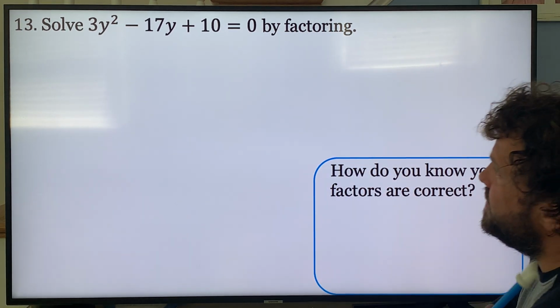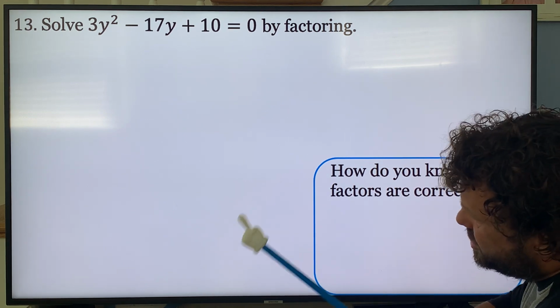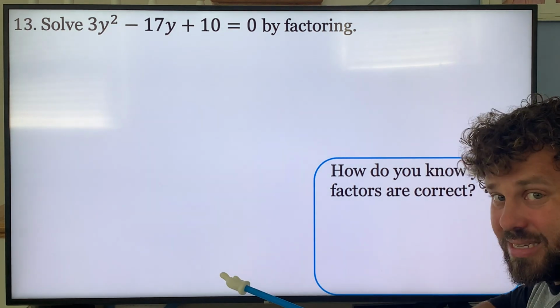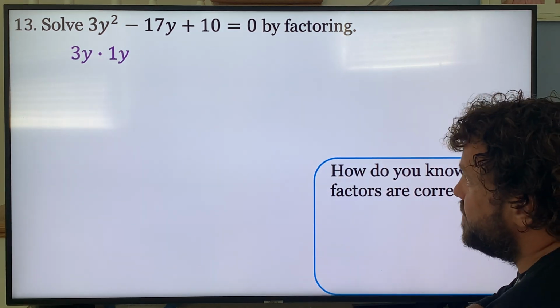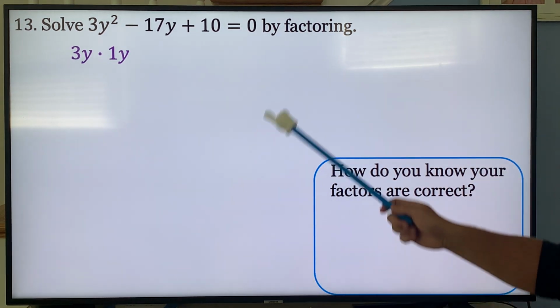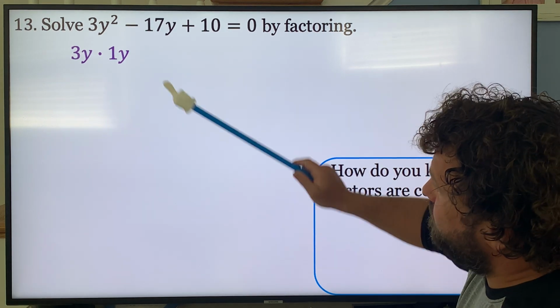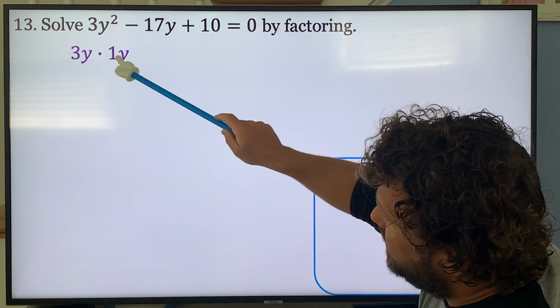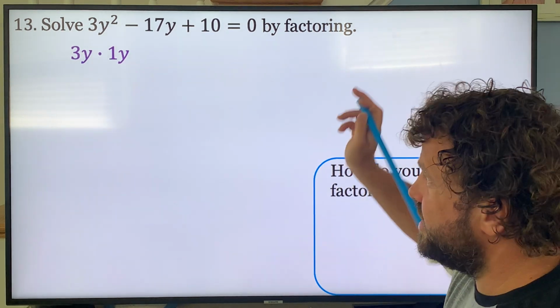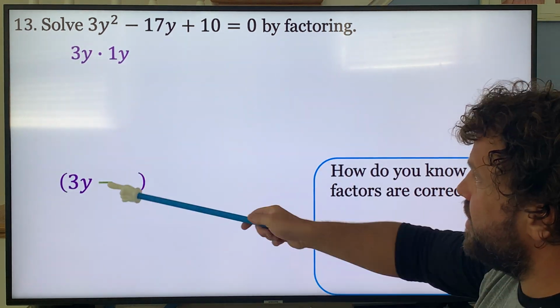How do you know your factors are correct? Okay, first thing, solve this question by factoring. So you could treat the y's as x's. Okay, you can kind of cheat a little bit there. So 3y times 1y. Those are the factors of 3y squared, right? Minus 17. So what this means is you only have two factors, 3 times 1 or 1 times 3, right? So we're just going to go with 3y.